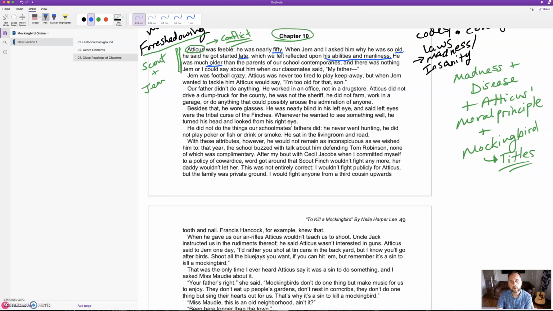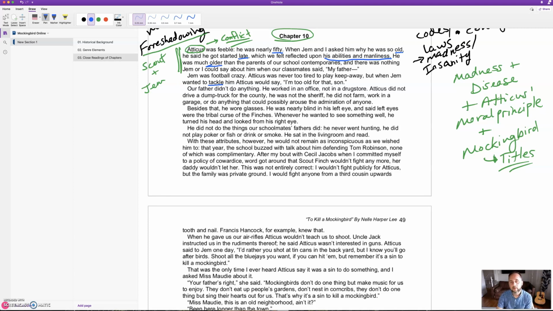Jem was football crazy. Atticus was never too tired to play keep away, but when Jem wanted to tackle him, Atticus would say, "I'm too old for that, son." Okay, so when it comes to strong physical contact, like tackling somebody in a football match, Atticus is not as comfortable with that because he is a bit older. Because of that, they kind of look down on him.